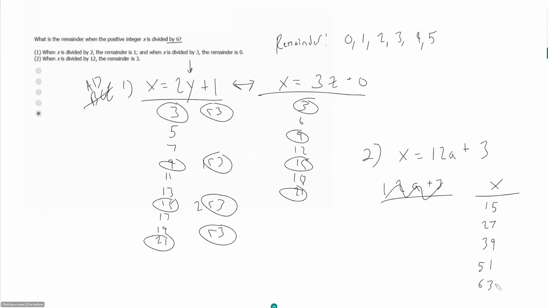In each of these cases, what is the remainder when x is divided by 6? 15 divided by 6 is 2, remainder 3. 27 divided by 6 is 4, remainder 3. 39 divided by 6 is 6, remainder 3. So it looks like this is going to be sufficient. 51 divided by 6 is what? 9 times 6 is 54, so 8, remainder 3. So this one's also sufficient to say our remainder will always be 3, and therefore D is our answer.